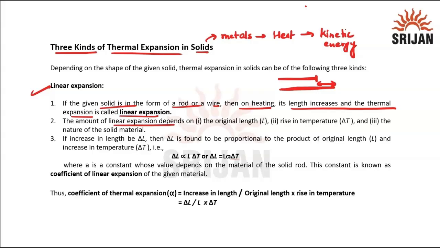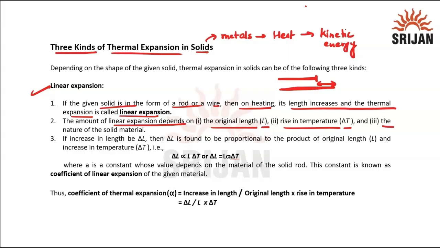Now the amount of linear expansion depends on the original length, which you should know. Then the temperature that you are using, that is the rise in temperature. So the length can be denoted as capital L, the temperature change as delta T, because there has to be a change in temperature. Whenever you see this delta sign, remember you're talking about change. Now it could be change in anything, here it is temperature.